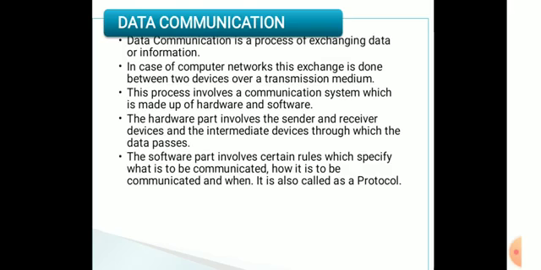In the case of computer networks, this exchange is done between two devices over a transmission medium. This process involves a communication system which is made up of hardware and software. The hardware part involves the sender and the receiver device and the intermediate devices through which the data passes. The software part involves certain rules which specify what is to be communicated, how it is to be communicated and when. This is called the protocol.